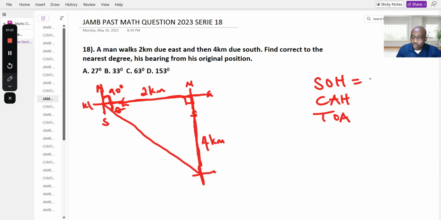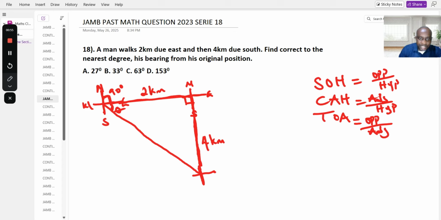SOH represents opposite over hypotenuse. CAH represents adjacent over hypotenuse. And TOA represents opposite over adjacent. O A, opposite, adjacent. This one is adjacent over hypotenuse. This one is opposite over hypotenuse.